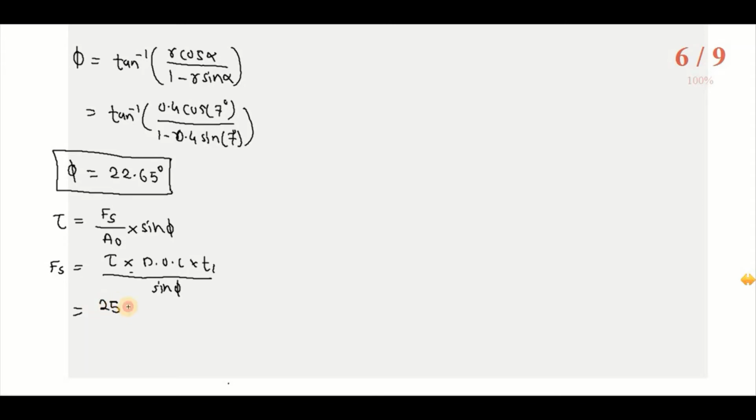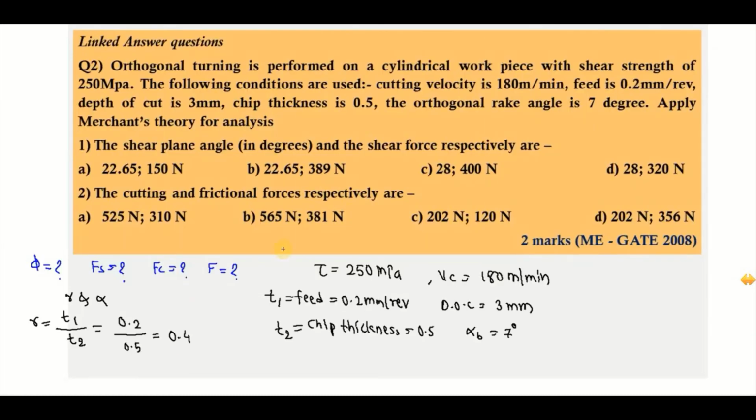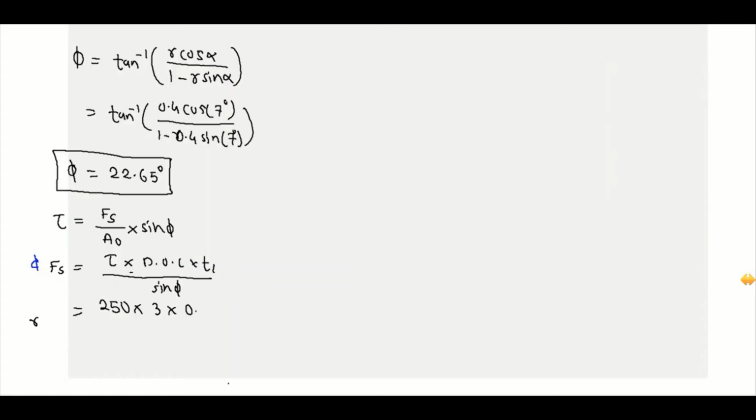So shear strength they are given, that is 250. Depth of cut is given 3 mm. Then feed is given, which is T1, that is 0.2, upon sine of 22.65 degree. So what is the value we are getting? Put these values in the GATE virtual calculator and find out the shear force.